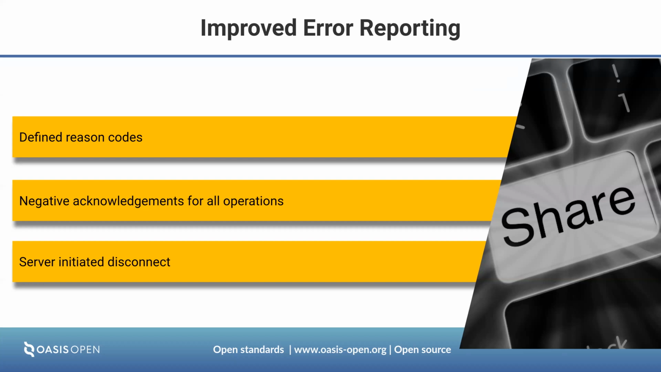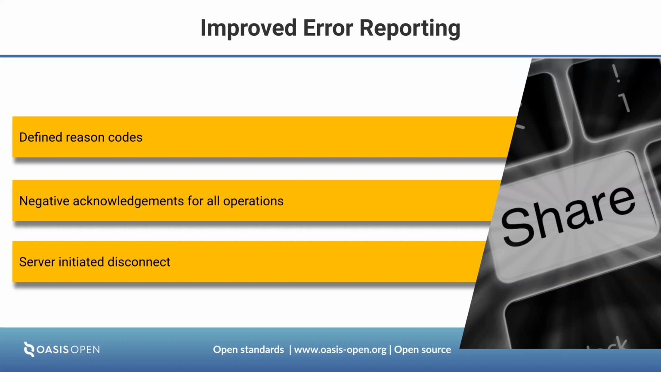So in MQTT 5, we defined a lot of reason codes so that lots of error cases could be incorporated in the protocol. Again, it's one of those things that helps interoperation between different implementations to have these sorts of things defined within the protocol rather than being defined by a particular user. For 3.1.1, there were really only one or two of the operations that had negative acknowledgements. There was a CONNACK and the subscribe operation. And in particular, the publish operation didn't really have negative acknowledgements. So that's been added to MQTT 5.